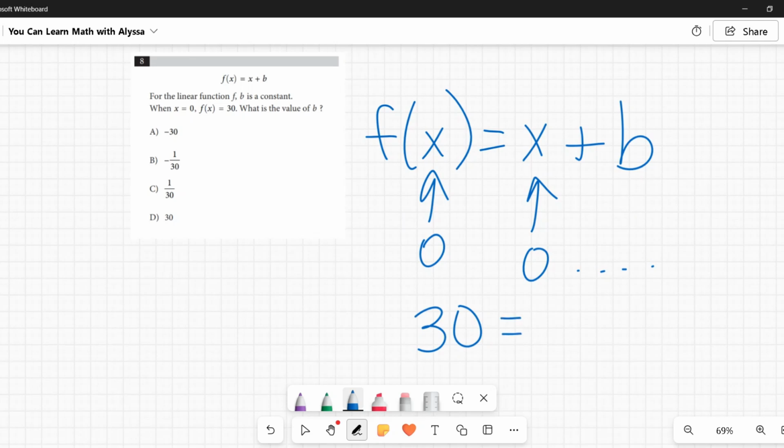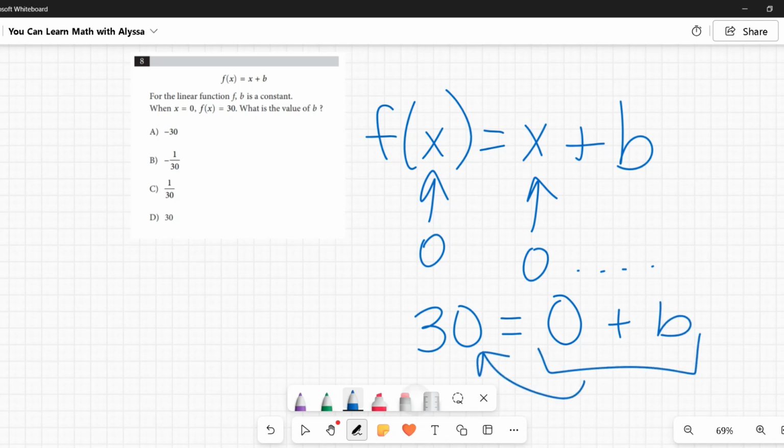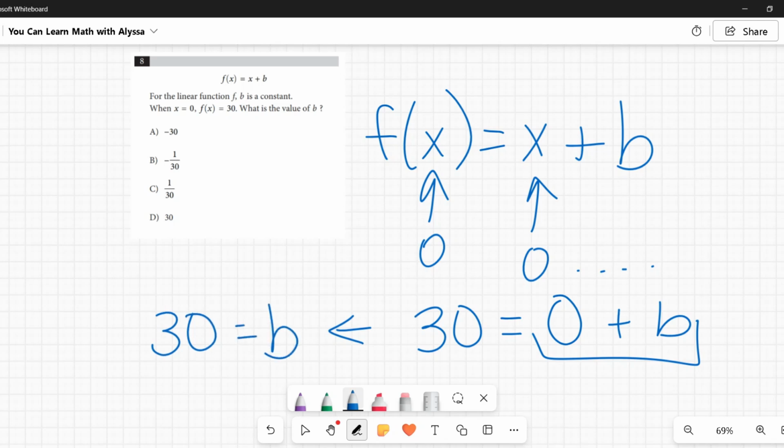So if we plug all these numbers in, when x was 0, b got added to it, I did that math, and then I got 30. So this equation represents what happened. 30 equals 0 plus b. Now, any number plus 0 is just that number. So I can combine those together and just have 30 equals b, and I don't have to do any more math. There's my answer right there. I don't have to subtract anything from either side. I'm good. b is equal to 30, and up here, that is D. My answer is 30.